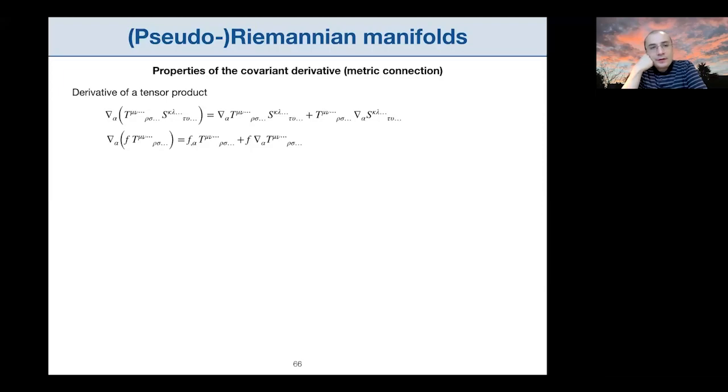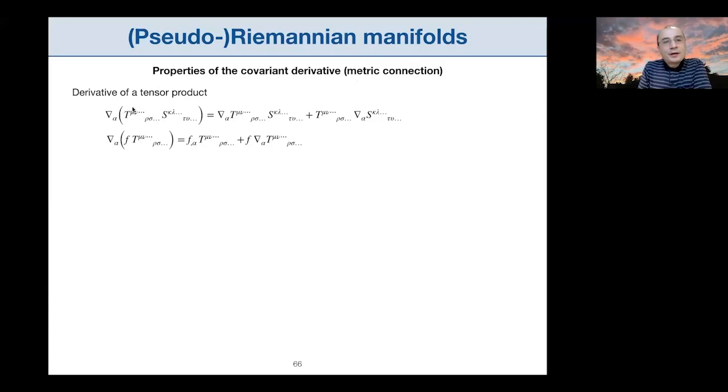So we have defined the covariant derivative. Let me just review a few of its properties, which I think are quite important. So if we have a covariant derivative with respect to the metric connection, there are a couple of properties which we need to hold, and we will use them during this lecture quite extensively. So it's good to remember them.